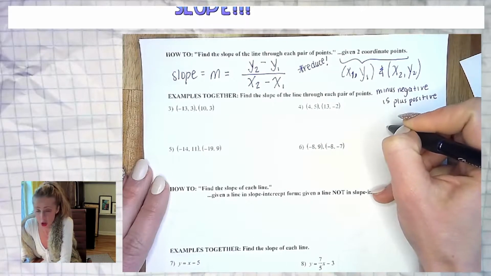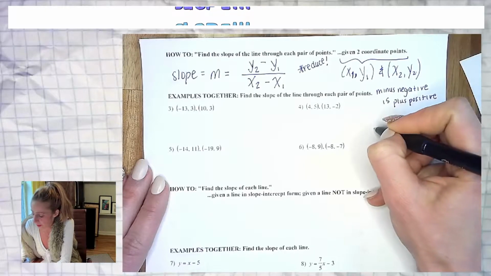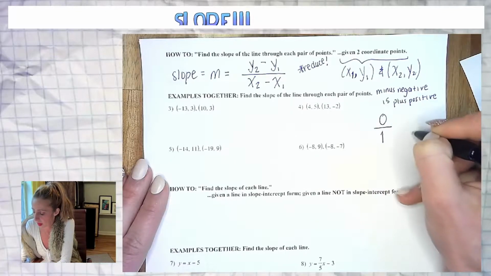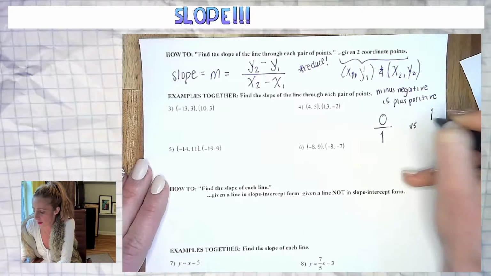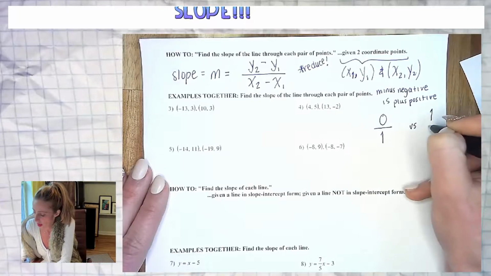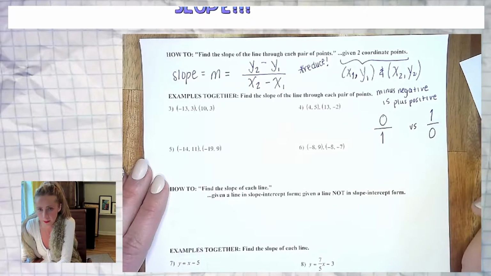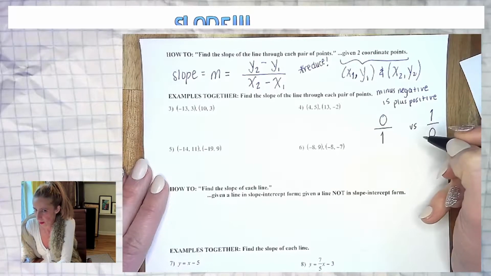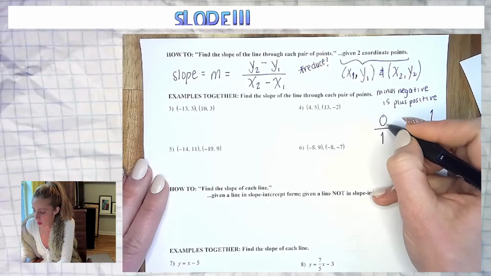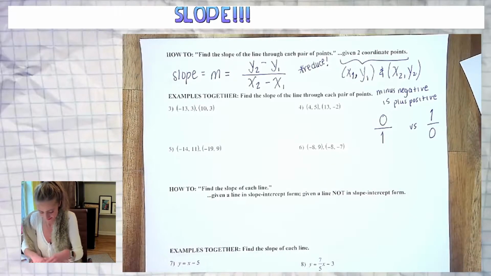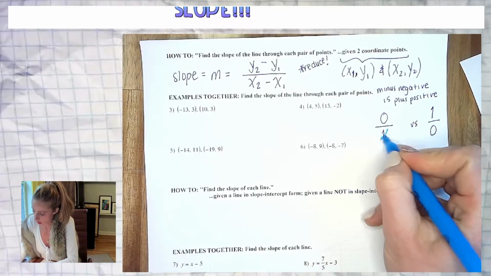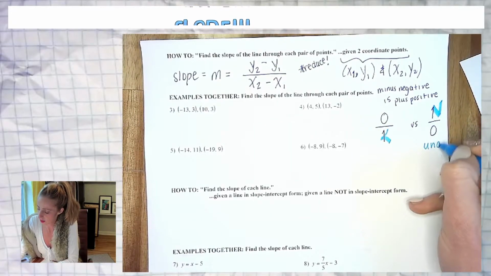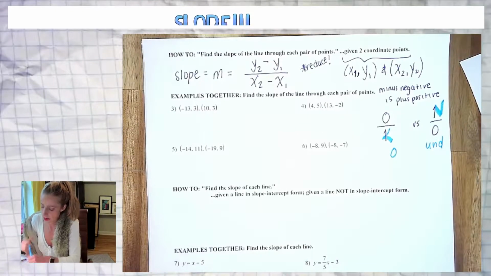I'm going to show you another really important trick. Ready? If you have 0 over a number versus if you have a number, for that number I'm just using 1, a number over 0, they're different. Do you guys know what the difference is? Maybe? 0 over a number is okay. Number over 0 is no. That's undefined. That's 0. Okay?